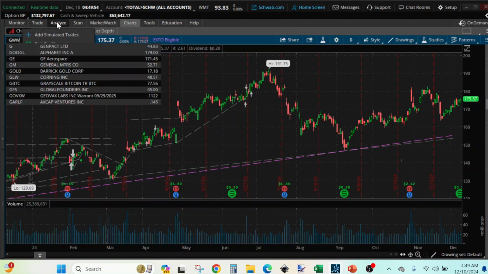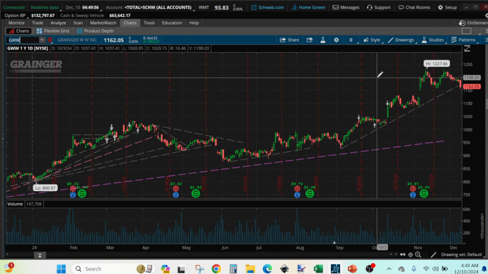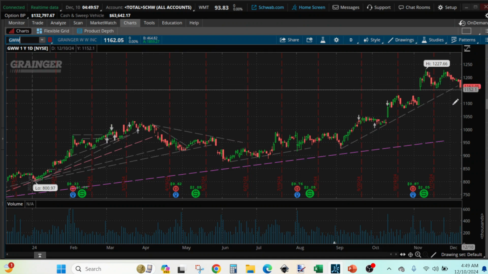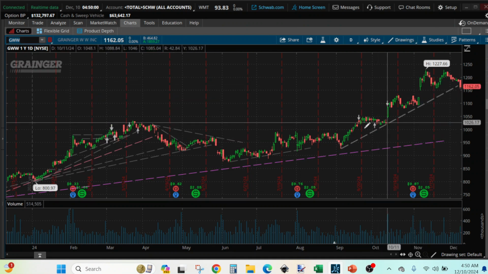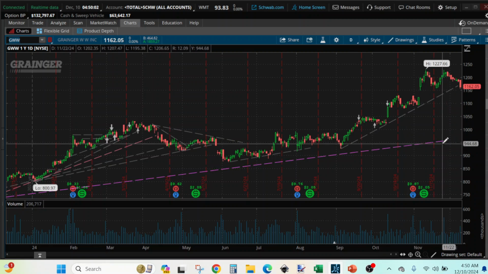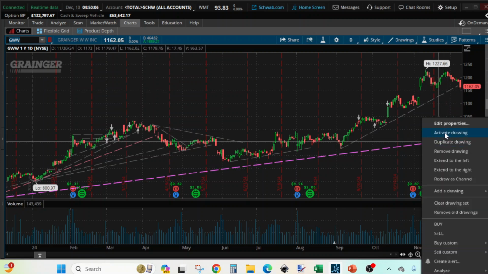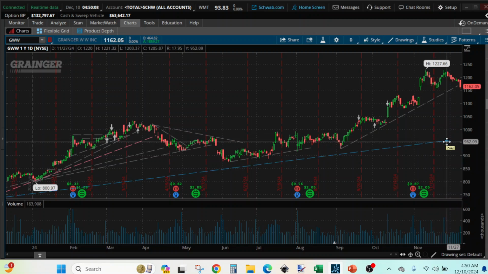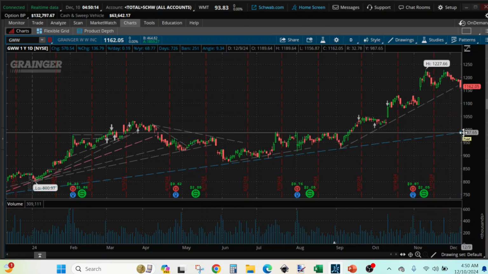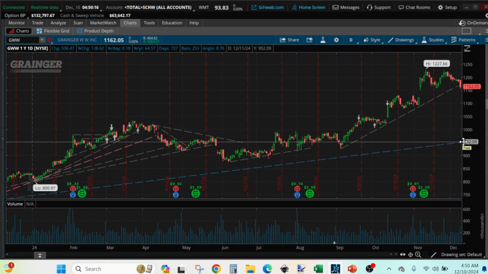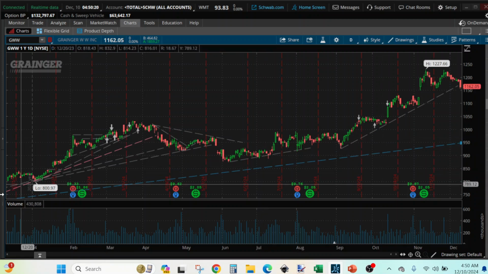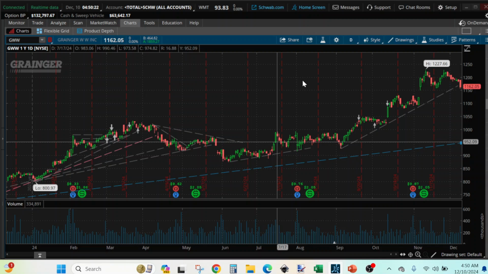GWW. So GWW is right at that line, but we are hoping to just buy here. Now I'm not seeing, let's see if I'll be able to extend it. I'm not seeing the line that it was touching. It must have been touching certain things there.